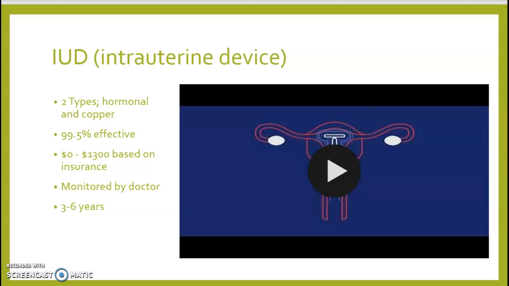Again, it does not protect against STDs or STIs. It's 99.5% effective. The good thing about an IUD is that it is progesterone, but it doesn't circulate because it's inserted into the uterus and left in there. That hormone isn't circulating throughout your whole body.